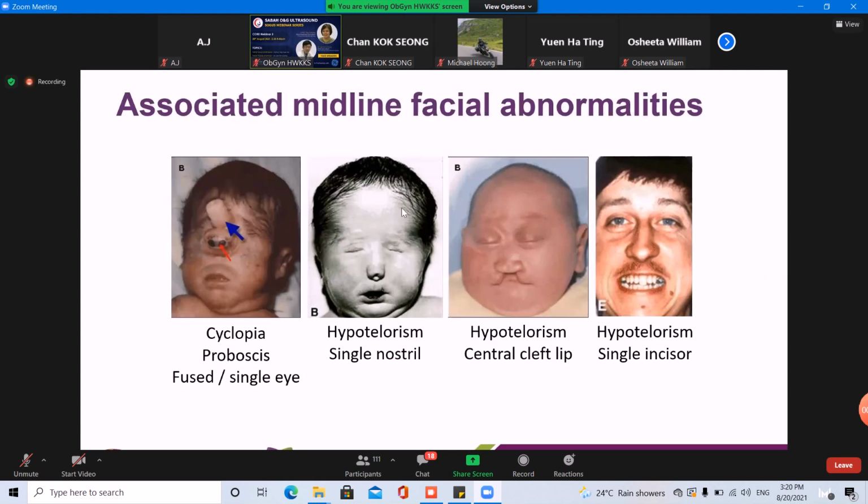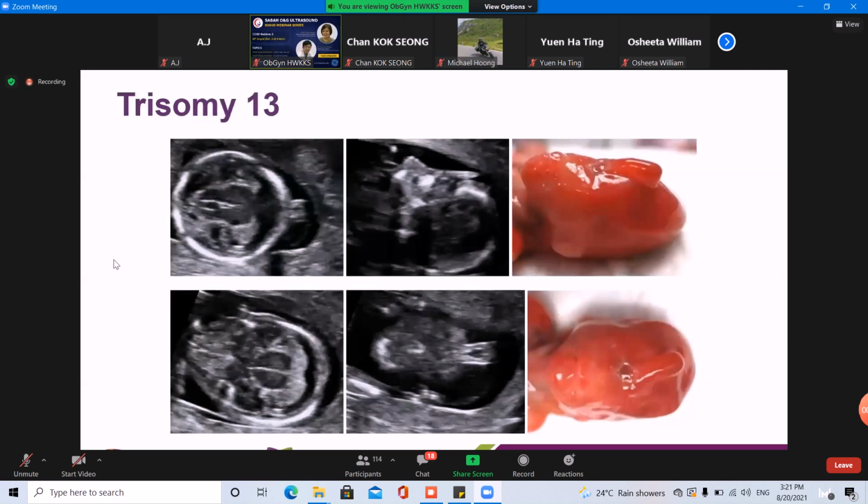So this is the most severe midline facial abnormality, called cyclopia. The next one is very severe hypotelorism. The two eyes are very close together, and the nose is fused to form one single nostril. This is another very severe hypotelorism, and there is a central cleft lip here. Now, this is the most subtle one. You can see that the eyes are close together, but the most important thing is a single incisor. So if you see an individual with a single incisor, do think about holoprosencephaly. The most common cause for holoprosencephaly is actually trisomy 13. Fifty percent of holoprosencephaly is caused by trisomy 13.